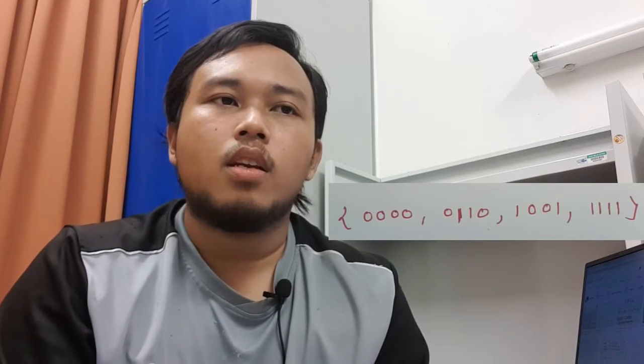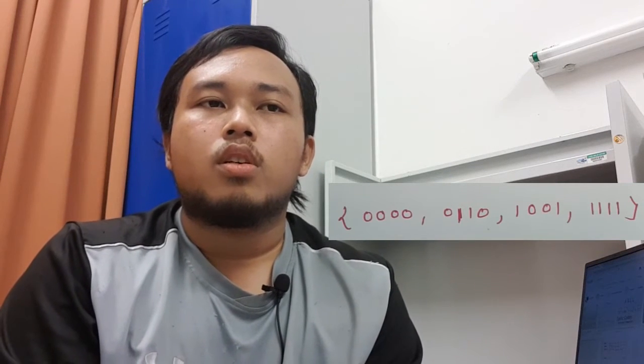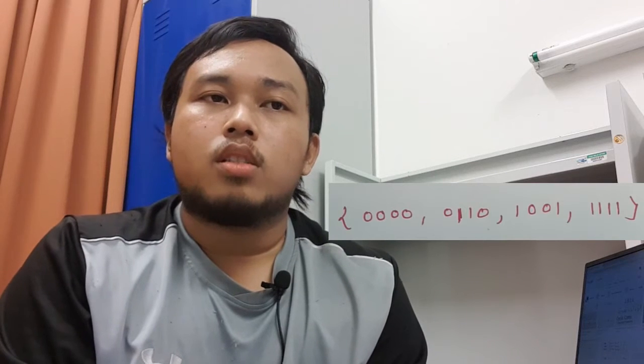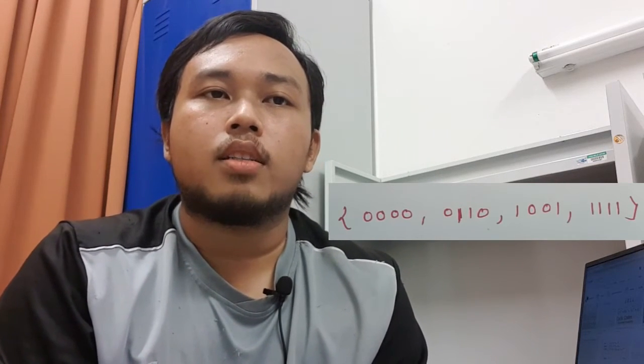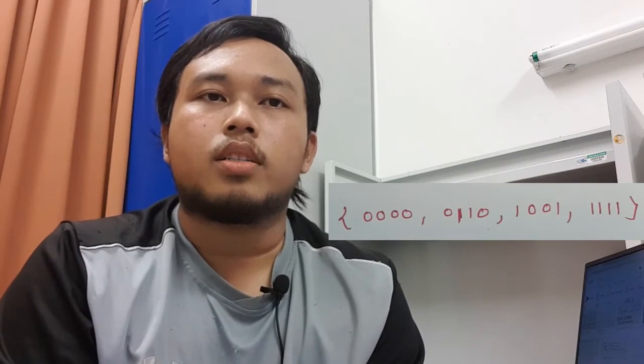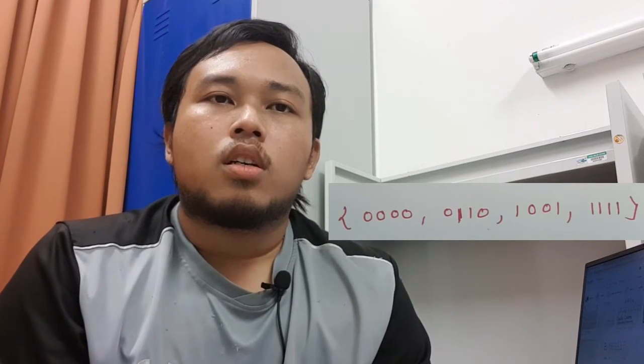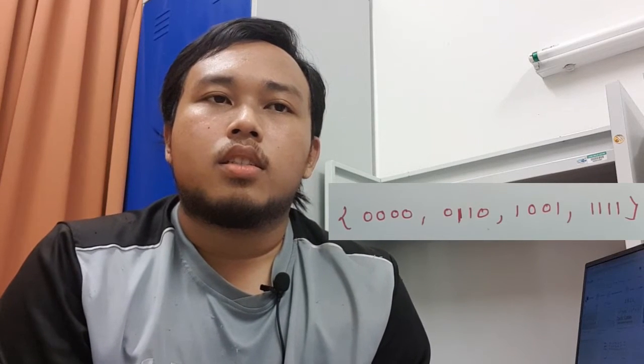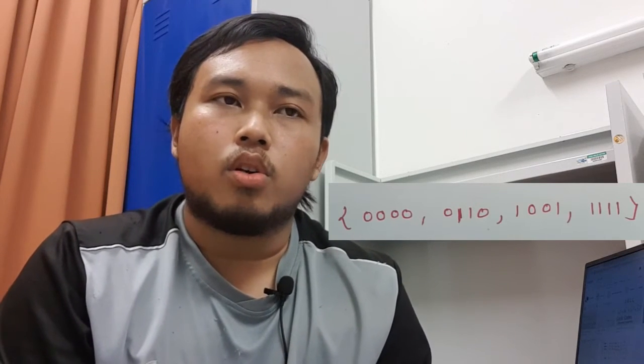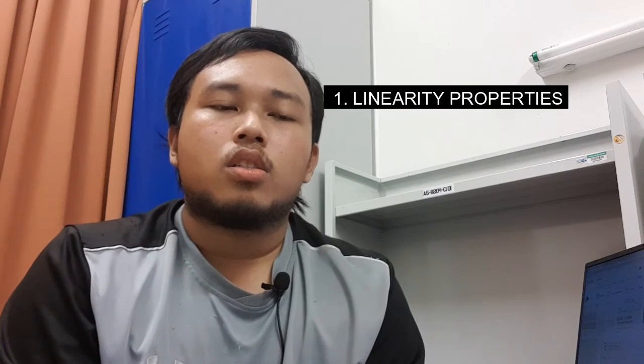The first one I will show is 0000, then 0110, then 1001, then 1111. Let's see if this is a cyclic code or not. Firstly, we must check the property of linearity. The code starts with 0000.